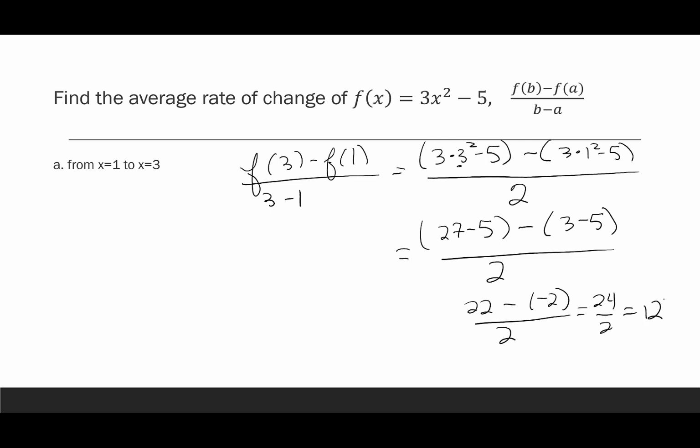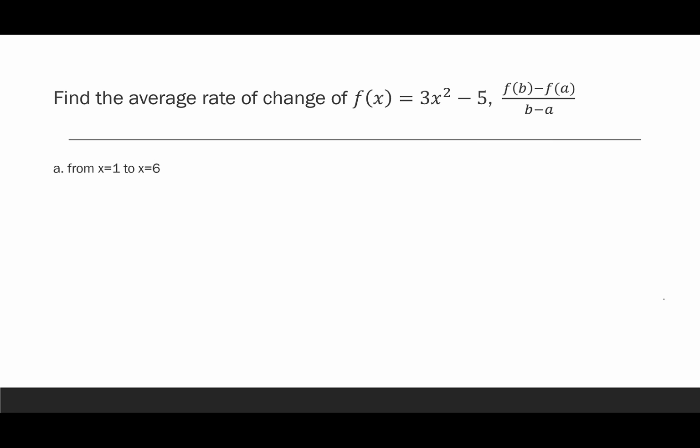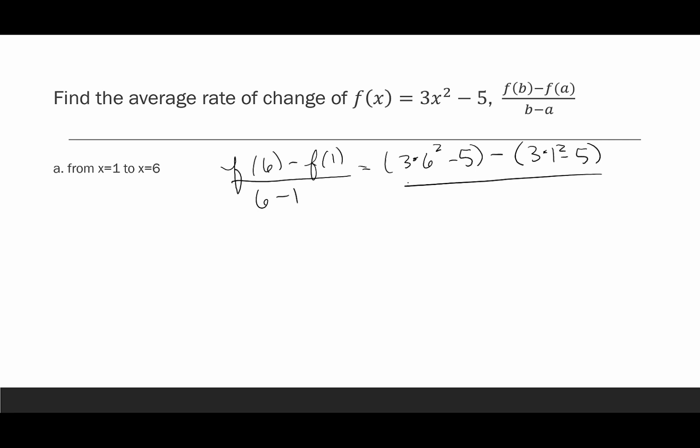At any time, you could have picked up your calculator to get to this place. Same function, 3x squared minus 5. This time I'm going from 1 to 6. So I do f of 6 minus f of 1 over 6 minus 1. So I have 3 times 6 squared minus 5 minus 3 times 1 squared minus 5. 6 minus 1 is 5. So 6 squared, 36. We're going to do times 3 minus 5.